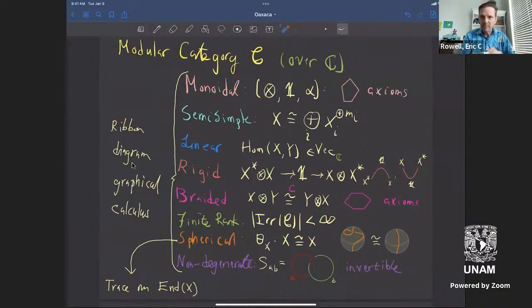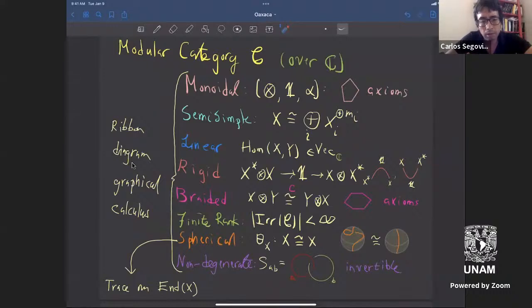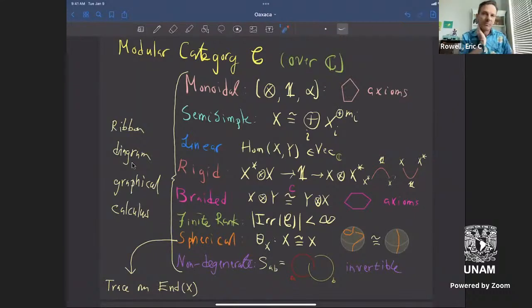Okay. Eric, could you explain a little bit more? So, for example, the last one, non-degenerate, is different from your last picture. How do you relate this?